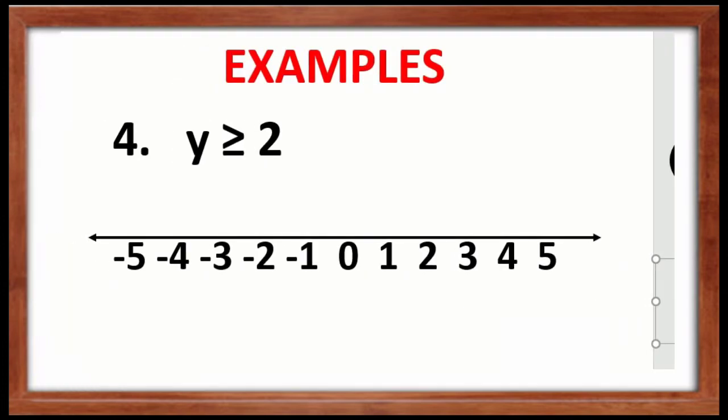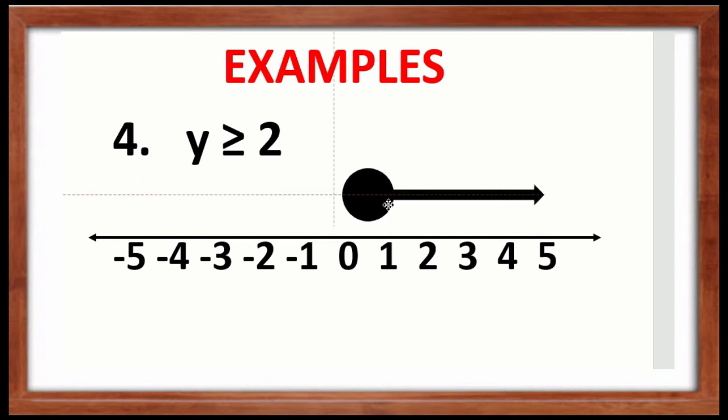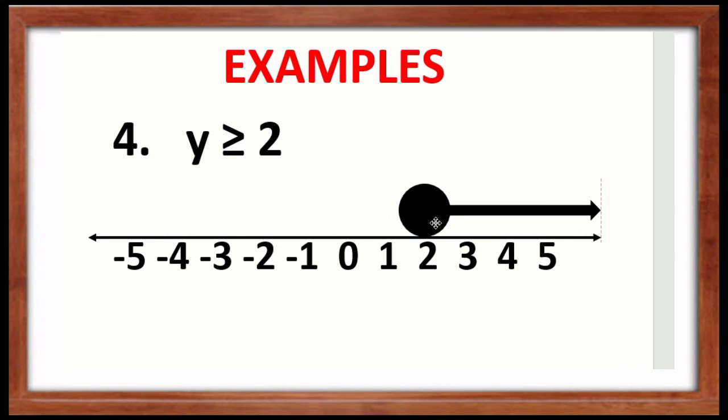Okay, example number 4. We have y is greater than or equal to 2. As we can see here from the given inequality, we use y as our variable, and we use greater than or equal to 2 as our inequality symbol. And the point location is going to the right. Therefore, we will use this symbol, from positive 2 going to the right side up to positive infinity. The arrow is going to the right.